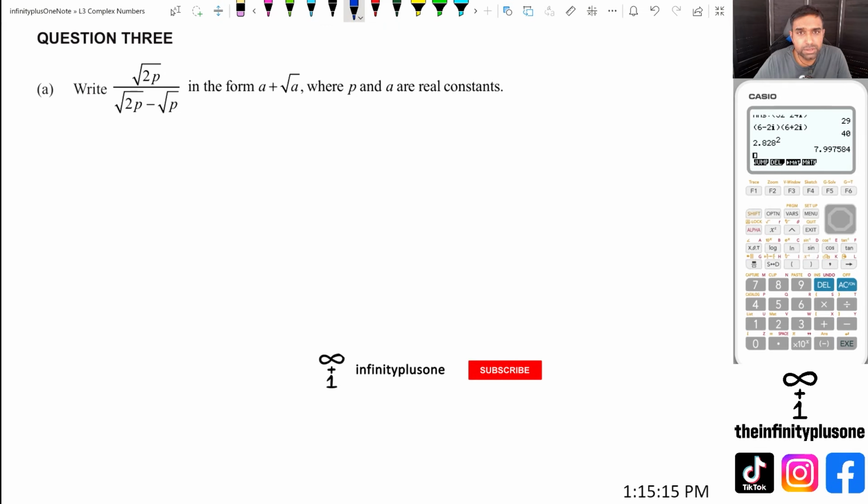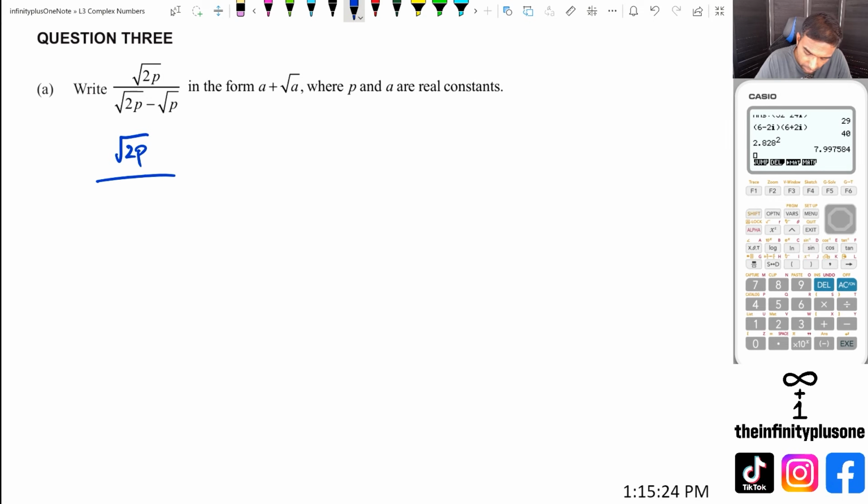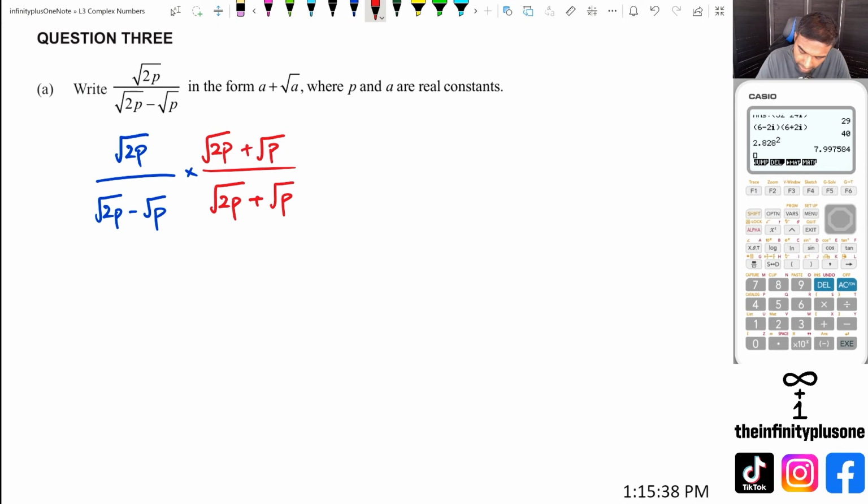Right, folks, so for question 3a, we've got it to write in the form of a plus square root of a. So we're going to rationalize it. So square root of 2p over square root of 2p minus square root of p. We're going to multiply it by square root of 2p plus square root of p over square root of 2p plus square root of p.